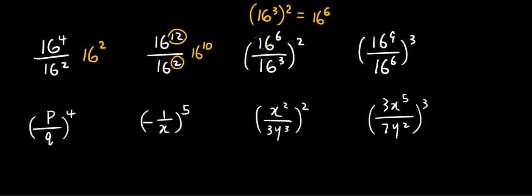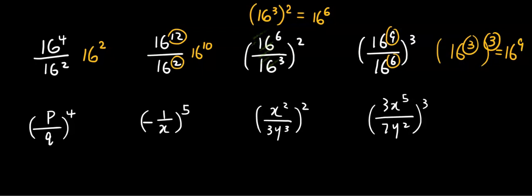Alright, next one, same drill, we're going to clean up what is inside, keep the base. We're going to minus 9 minus 6, that is 3. Outside, we have 3. Therefore, keep the base. 3 times 3, that is 9.